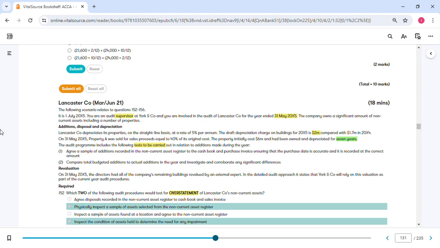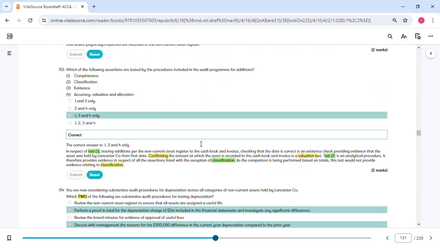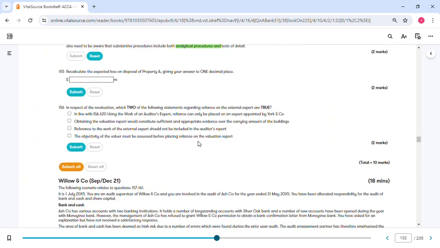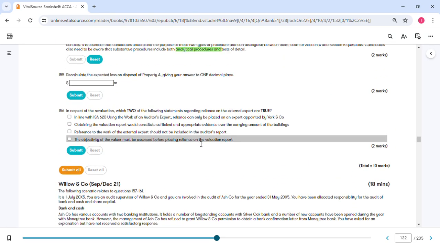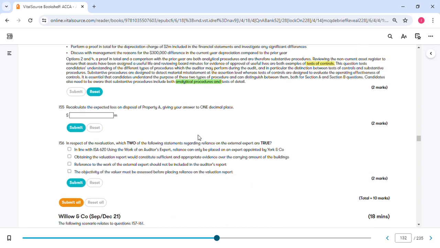6 million minus... 3.9 million, sir. 2.1. 3.9 million. Okay, 3.9. This is the carrying amount. Now, profit or loss. What are they asking us? They are asking what is the expected loss.